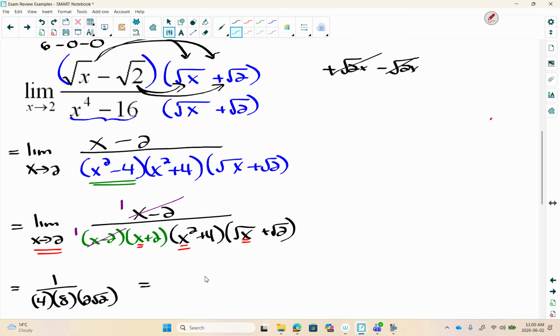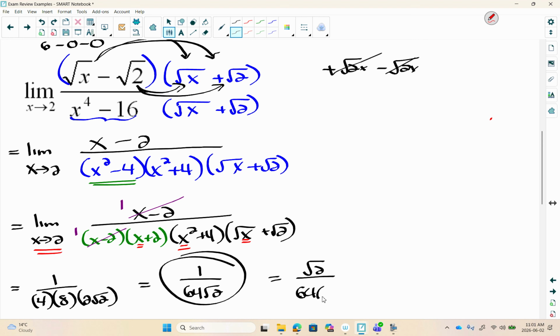This is going to work out to be 1 over 4 eighths are 32 times 2 root 2 is 64 root 2. I would accept that. Some people might rationalize it and call it root 2 over 64 times 2 or root 2 over 128. Now, you don't have to do that because it didn't say to simplify or rationalize your denominator.